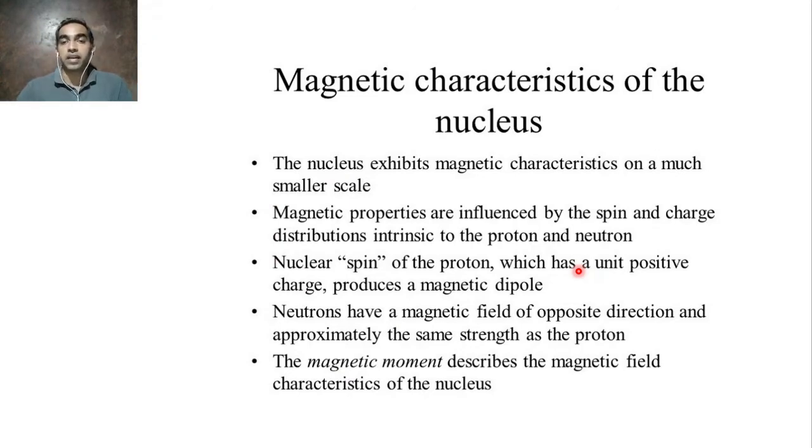The nucleus exhibits magnetic characteristics on a smaller scale. That's why the nucleus acts as a small magnet. Okay, this is what you have to understand. Nuclear magnetic properties are influenced by spin and charge distribution. Okay, the nuclear spin of the proton, which has a unit positive charge, produces a magnetic dipole. Neutrons, you are talking about, they also have a magnetic field of opposite direction and approximately the same strength as the proton. Similar to the proton, they also have a magnetic field. The magnetic moment describes the magnetic field characteristic of the nucleus. Okay.